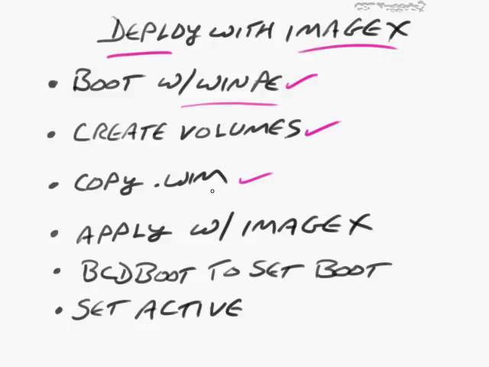Then you need to apply that WIM using ImageX. Now what that means is you're going to cause it to expand itself and to create the directory structure on the hard drive where it'll have, like the Windows directory, System32, program files, all those kinds of things there. Problem is, at that point, it's not going to be bootable quite yet until you use the BCD boot to set the proper drive for the boot. And actually, you're going to set the drive and the directory of Windows for the boot. Then once you've done that, you also need to set it as active, because only an active partition, that's a primary partition as well, is bootable.